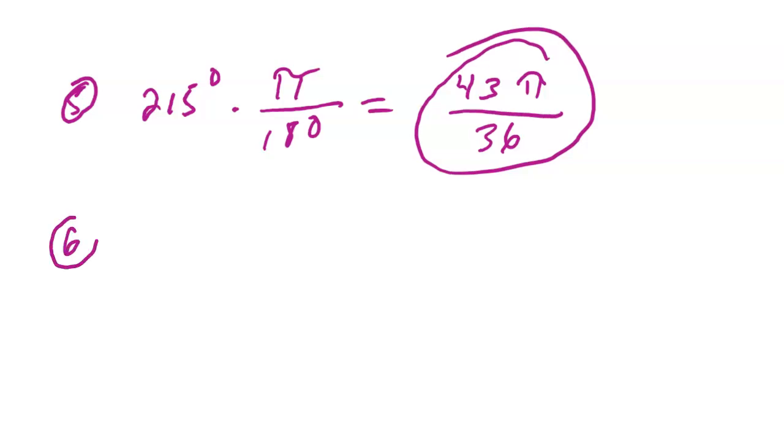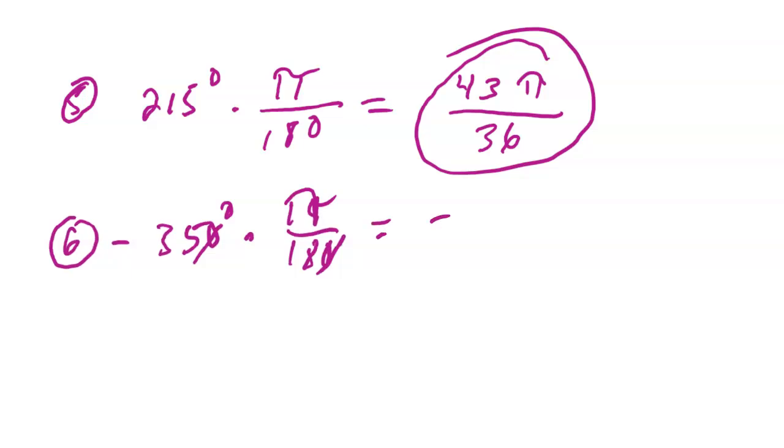Number 6, we got -350 degrees. We're going to multiply by pi over 180 again. These cancel out. Yeah, this is 5 times 7. I don't think there's a common factor. So -35 pi over 18 is my answer.